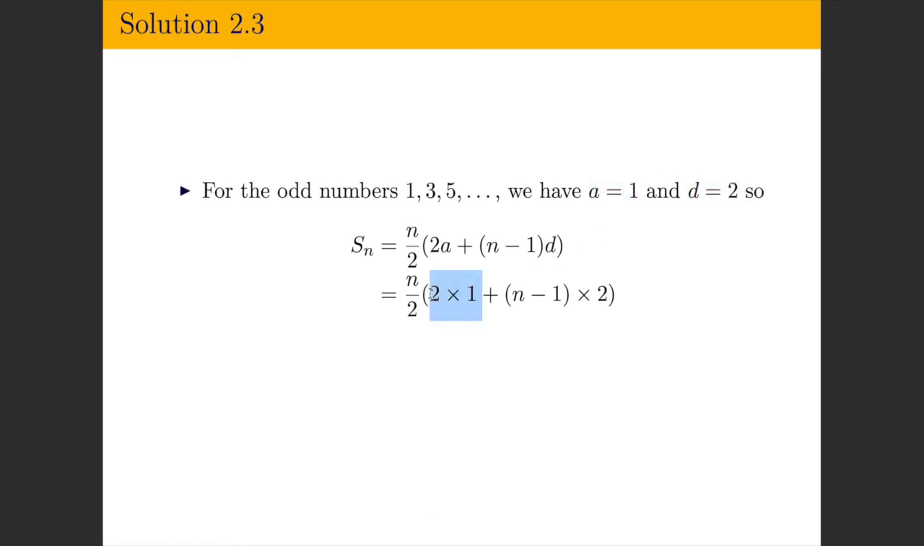So here we've got 2 times 1, with a being 1 and 2 for our d in this expression. And actually what you see here is we've got a nice 2 here, minus, and if you expand this bracket you get minus 2, so those 2 cancel out, and so you're left with just 2n here. n over 2 times 2n gives us just n squared, which is actually quite nice.